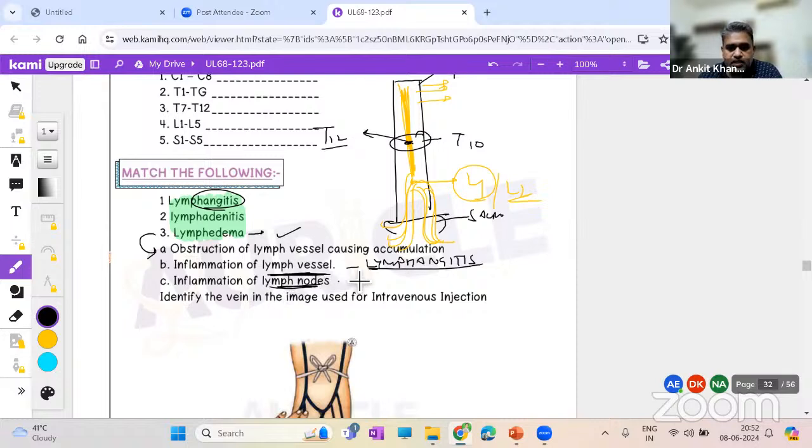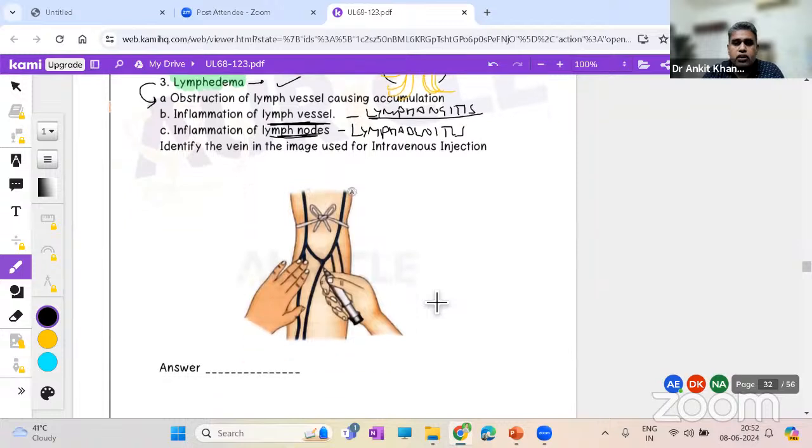Inflammation of lymph nodes is lymphadenitis. You will see this if, suppose, there is axillary lymphadenitis over here: the patient will complain of pain. There will be redness, there will be hotness over here, right? And palpation will give more pain. And there will obviously be swelling. That is lymphadenitis. Don't forget it, right?